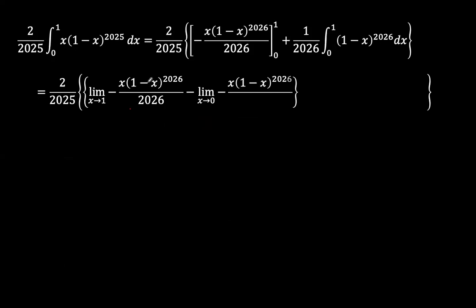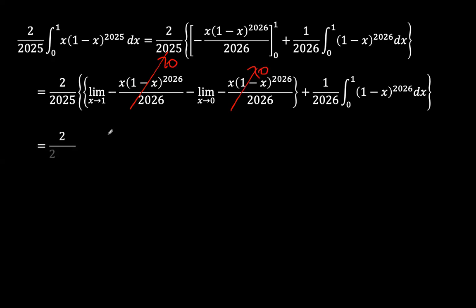So this part tends to 0. And then as x tends to 0, this x here tends to 0. So this entire part also tends to 0. So we are left with the integral of 2 over 2025 times in bracket 1 over 2026, integral from 0 to 1 of (1 minus x) to the power 2026.